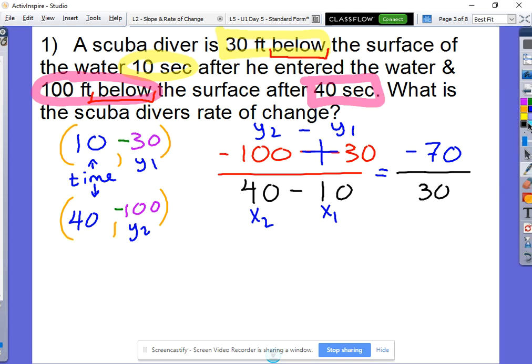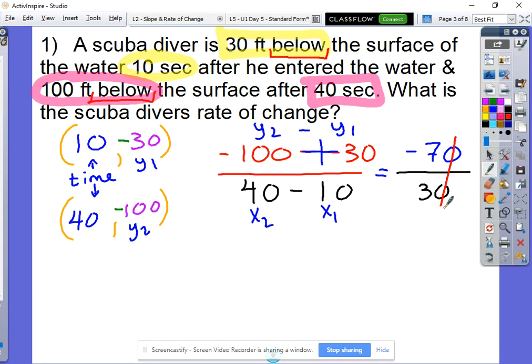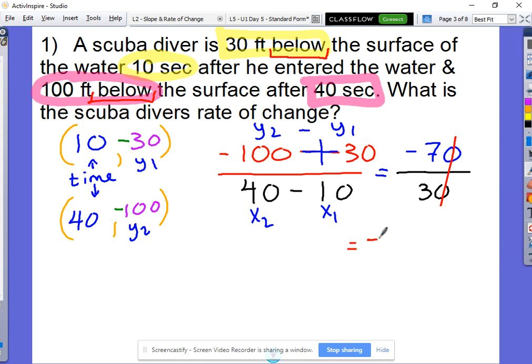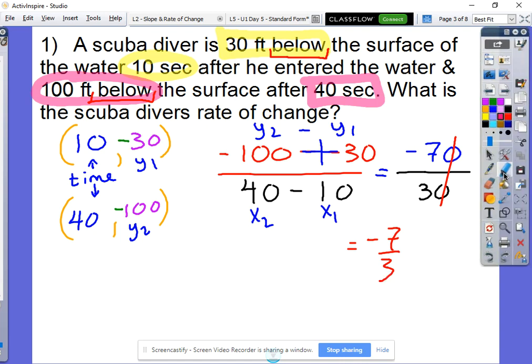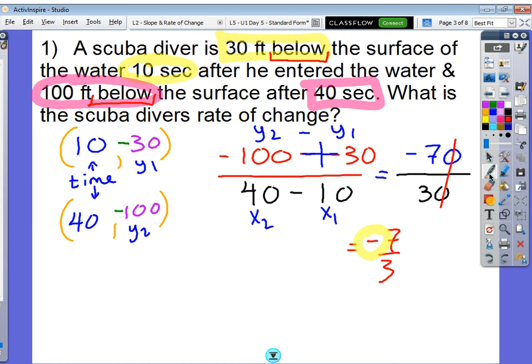So if we simplify this, first of all, the negative 70 over 30 simplifies, the zeros are gone. So that's negative 7 over 3. But what does that really mean? Well, remember, we talked about this. The negative part of your slope is so important. What does that negative part mean?